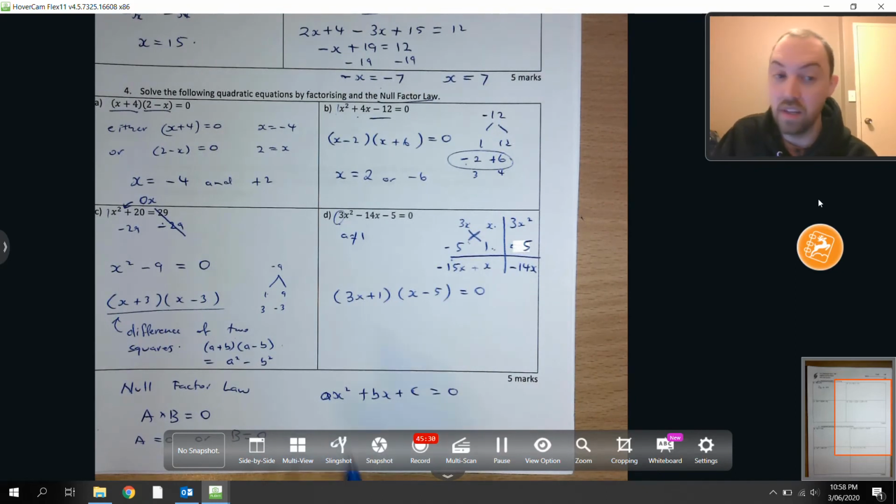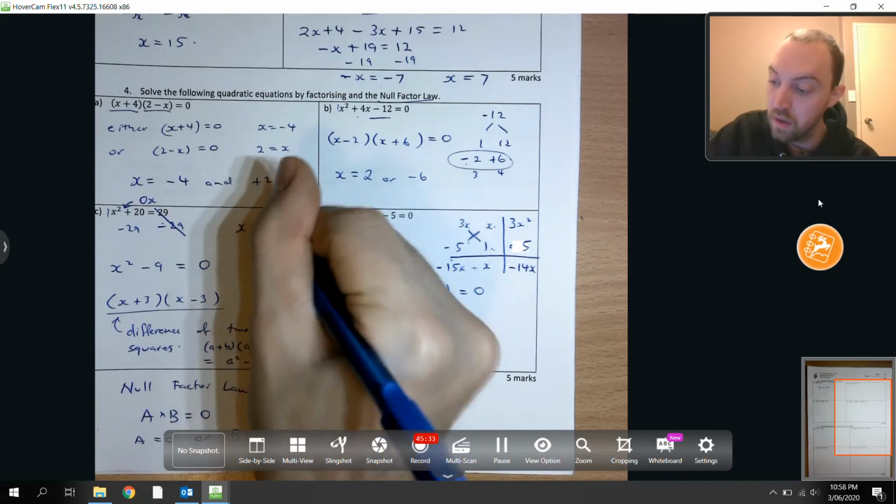Oops, for part C, I did not give a solution. X should be positive or minus 3.